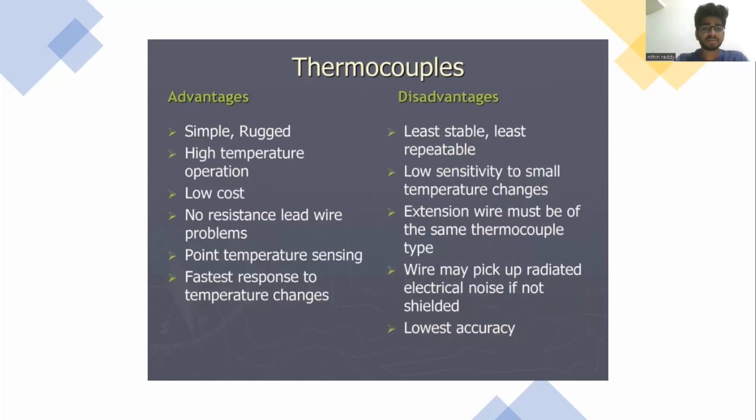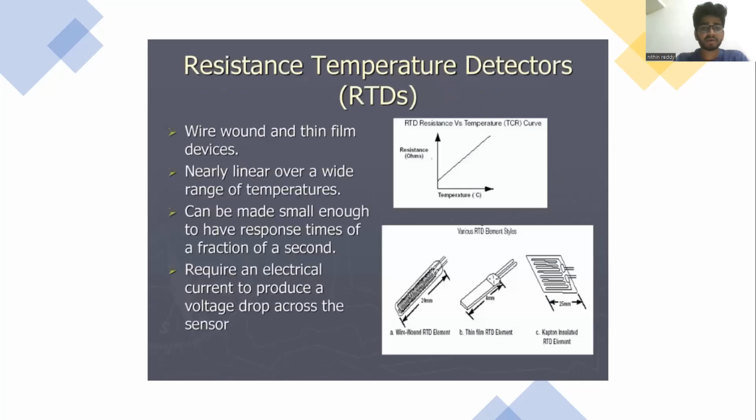Its advantages: simple, rugged, high temperature operation, low cost, no resistance lead wire problems, point temperature sensing, fastest response to temperature changes. Disadvantages are least stable, least repeatable, low sensitivity to small temperature changes. Extension wire must be of the same thermocouple type. Wire may pick up radiated electrical noise if not shielded. Lowest accuracy.